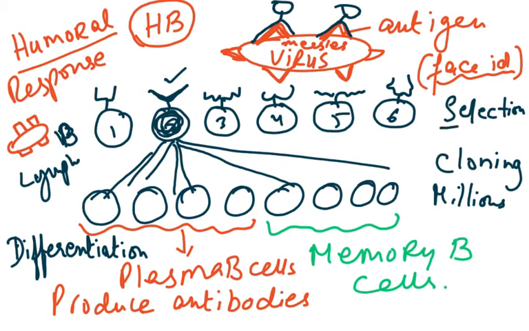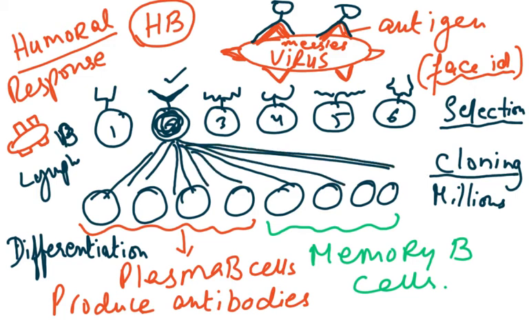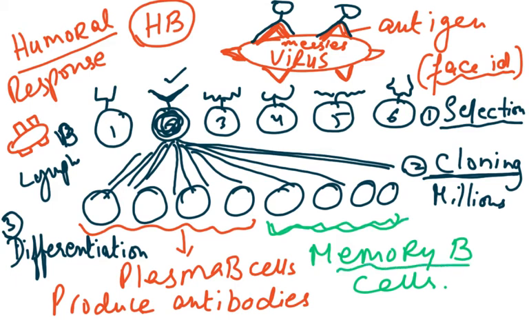Now when this is selected, the first step I've said is selection. The next step is cloning. So millions of copies of this B lymphocyte are going to be made, and that is called cloning. So the first step is selection, the second step is cloning, and the third step is differentiation. In differentiation, some of them will become the memory B cells. And these will stay in your system lifelong in some cases, in some cases for a short while. And the others will become plasma B cells. And these plasma B cells, P for plasma and P for produce, will produce antibodies.